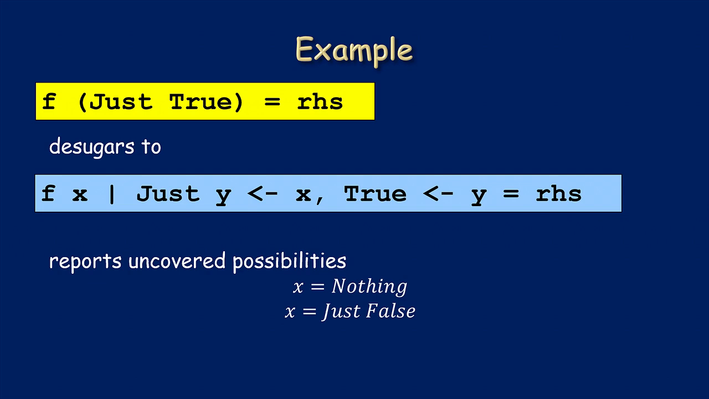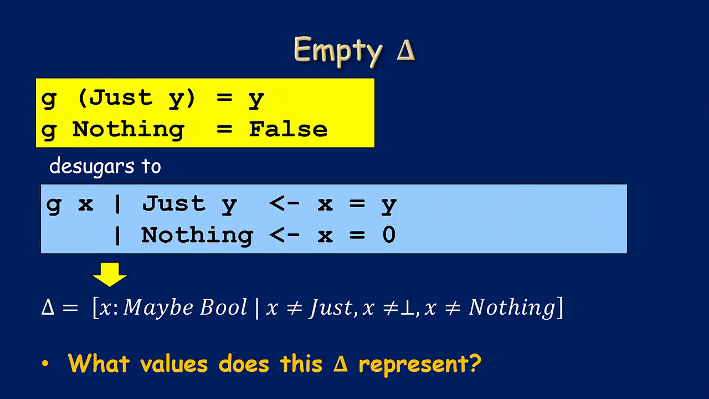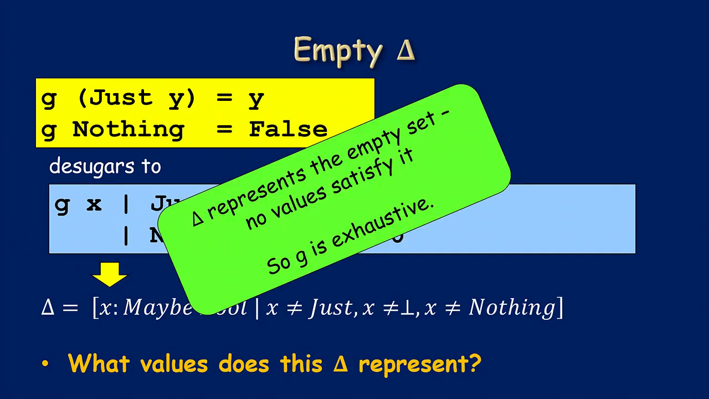All right? So 3 steps then. Desugar, do the conversion into these deltas, and then given a delta, cough up a value or values that are in that delta to show to the programmer. OK. Right.